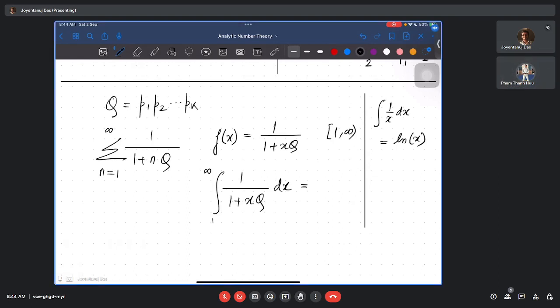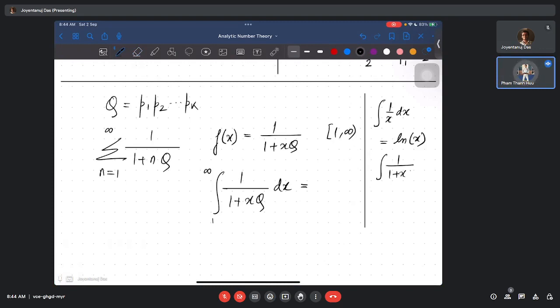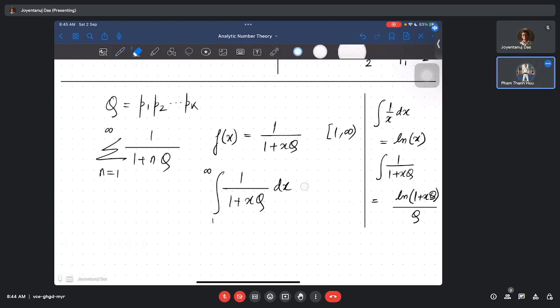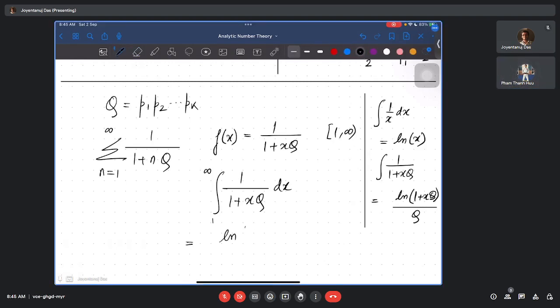If I now extend to this one, so this is the log of 1 plus x cube, but with that I have to adjust a factor of Q. So we have Q divided by Q. So what I have is the log of 1 plus x, plus Q divided by Q, and it is from 1 to infinity, right?